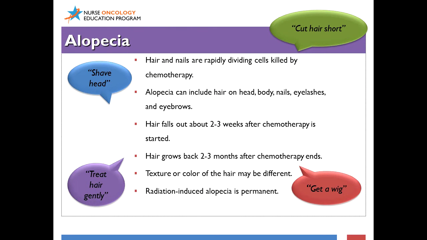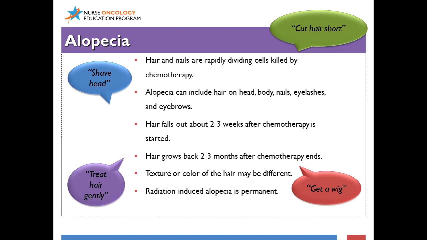You see here with alopecia that hair and nails are rapidly dividing cells killed by chemotherapy. It can include hair on every portion of their body, from their head, body, nails, eyelashes, eyebrows. Hair normally falls out about 2 to 3 weeks after chemotherapy has started, so I think this is where we, as oncology nurses, can educate our patients to help dispel any myths or fears that they may have.